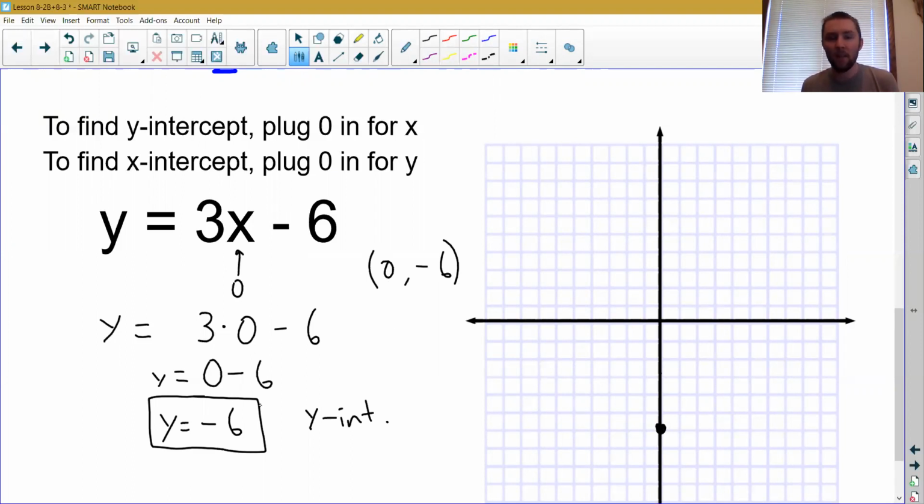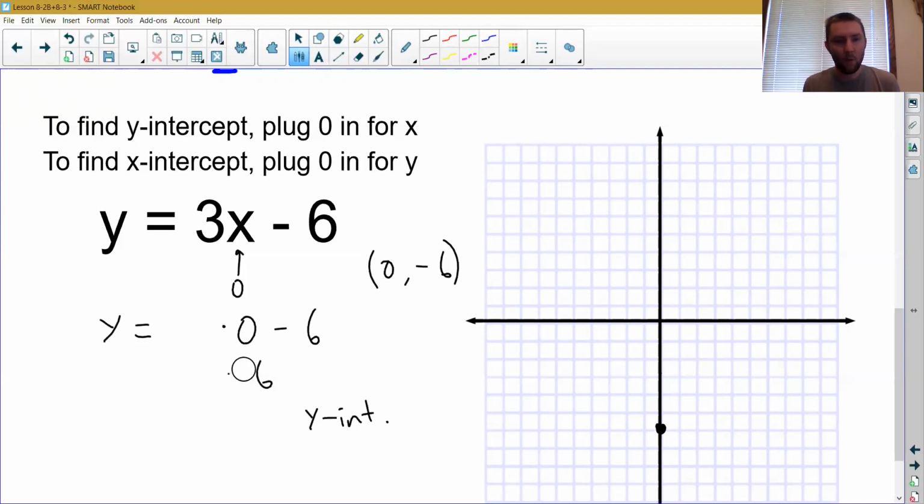I'm going to take this stuff away. Pause the video and write it down if you need to. We're going to change the equation, and instead of plugging 0 in for x, I'm going to plug 0 in for the y variable. That is going to change some things, and I'm going to have to do a little bit of extra math to solve for my x-intercept.